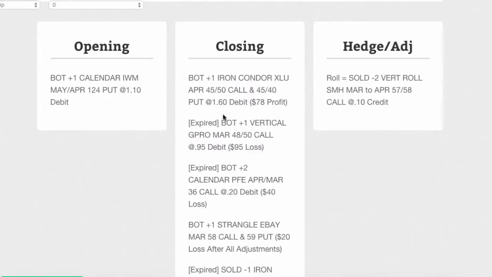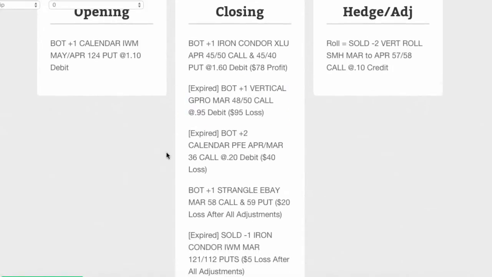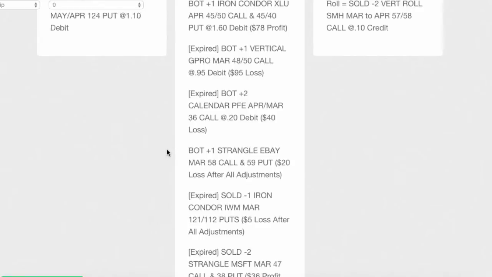Our GoPro vertical was just a big loser. The GoPro never moved in the direction that we wanted it to go. This was a small position, but we did take a $95 loss. The entire position expired out of the money, and that's just what it is. We had that position to hedge other positions and it didn't work out.